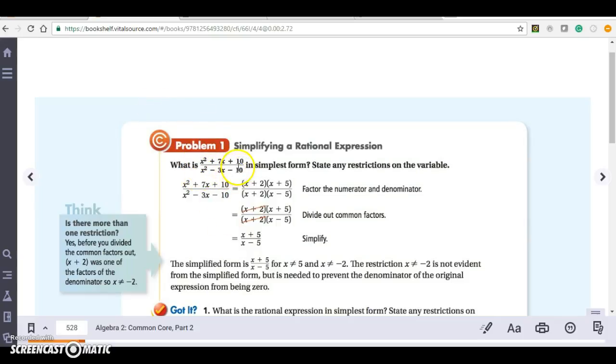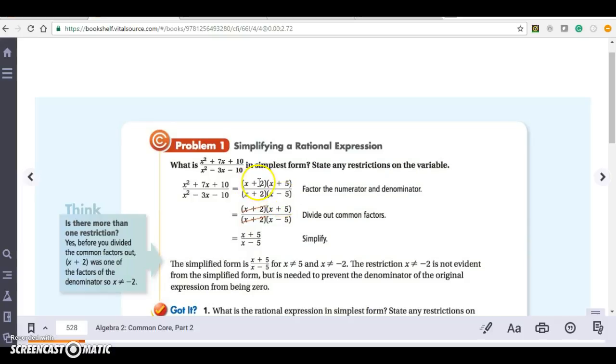So I know that I have to factor the 10, and I ask, what can I multiply to get 10 that adds up to give me 7? It's 2 and 5, so x plus 2 and x plus 5. Same thing here. What can I multiply to get negative 10 that adds to give me negative 3? I get x plus 2 and x minus 5.